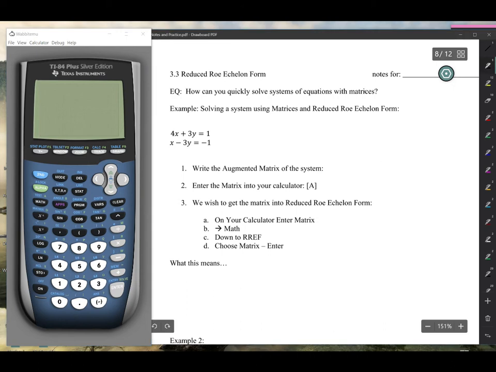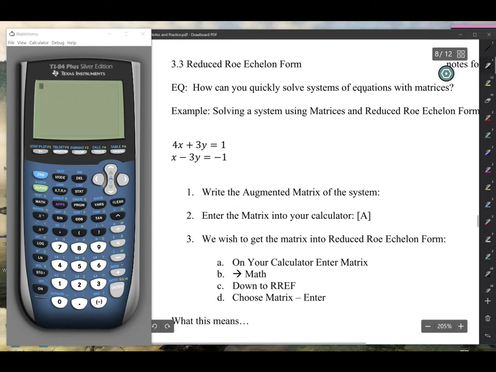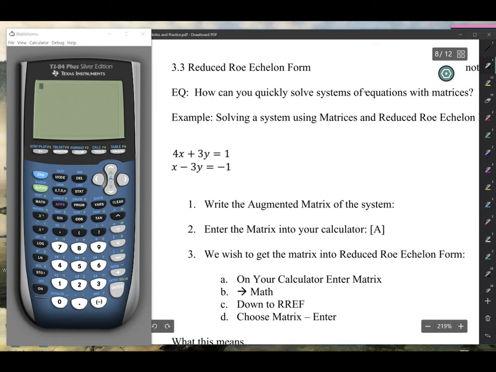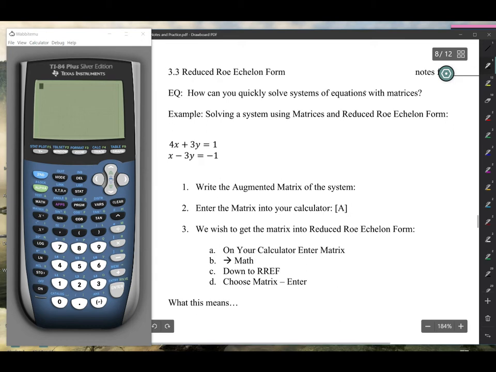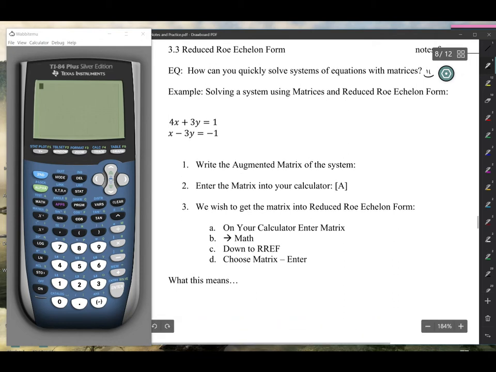3.3, still in our matrix world, and today we're looking at a new thing, reduced row echelon form. This is like the greatest thing about matrices and solving systems of equations. We're going to look at another method today that should make you very happy and help you solve systems here. So, solving a system using matrices in reduced row echelon form.